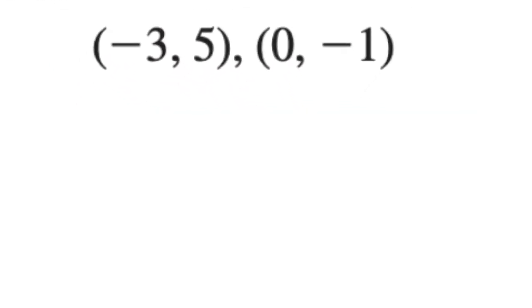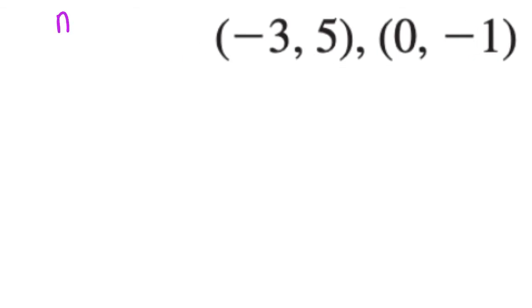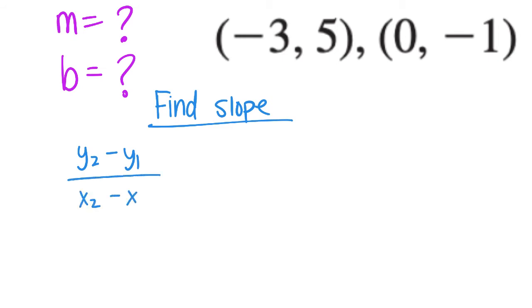So remember, if we want to write equations for lines, you have to have 2 things. You always have to have the slope and you have to have the y-intercept. So we're going to find those 2 things, right? Now this time, since we don't have a graph, we are going to use the slope formula in order to find slope. So that's our first step. We're going to find slope. And we're going to do that by using y2 minus y1 over x2 minus x1.